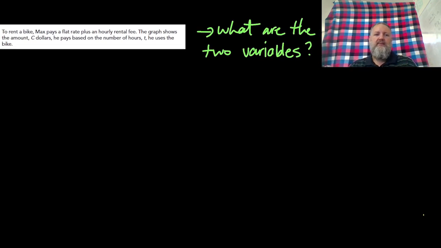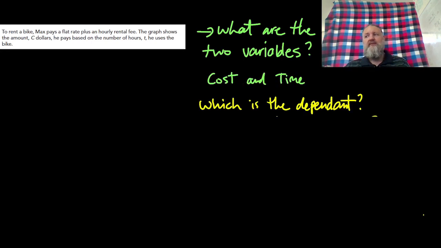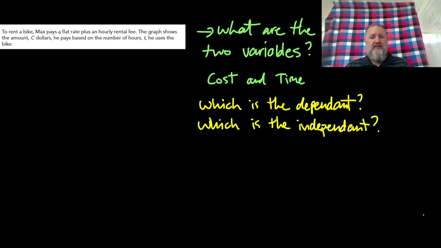So what are the two variables? What are the two variables that we're dealing with here? Well, we know he's getting a bike, that he's going to be riding it for a while, and it's going to cost him some money. So there we go, we've got our variables. Our variables are time and money, or cost and time. So we need to be able to know which is the dependent and which is the independent.